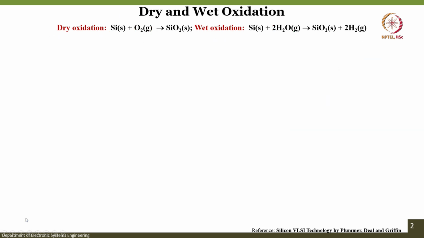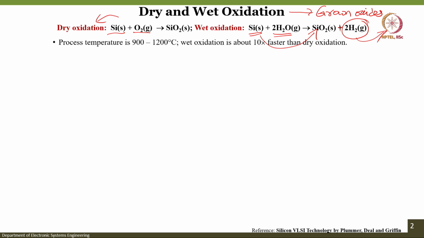So, now let me erase this ink. Let us get back to dry and wet oxidation. We are talking about only grown oxides. Silicon with oxygen becomes dry oxidation. When silicon reacts with water molecules, it becomes silicon dioxide, and extra H2 will be released from that reaction. So, one is wet reaction, one is dry reaction. The process temperature is around 900 to 1200 degrees centigrade, and wet oxidation is 10 times faster than dry oxidation. This we will see mathematically later. Right now, look at it as just a statement; we will prove it later on.